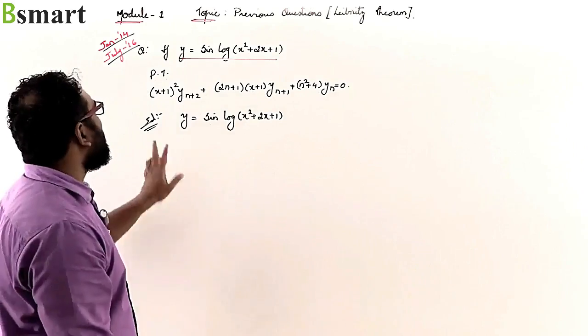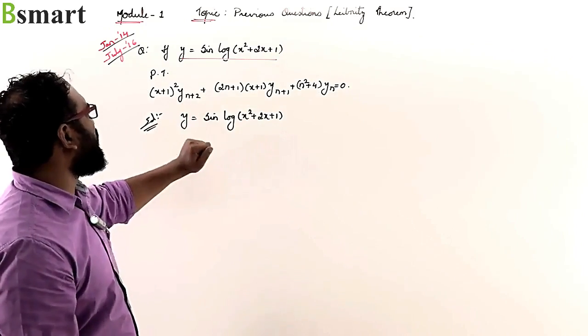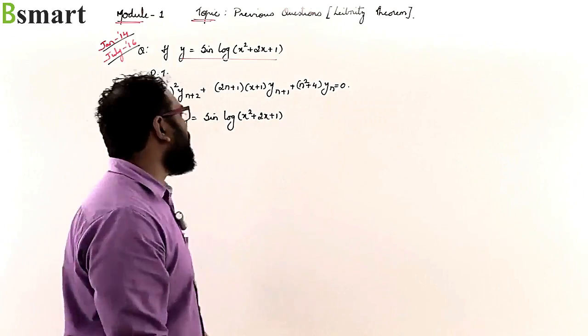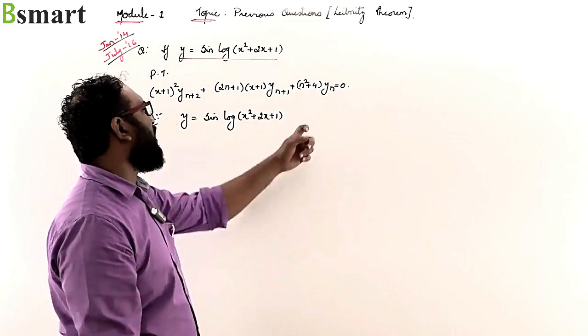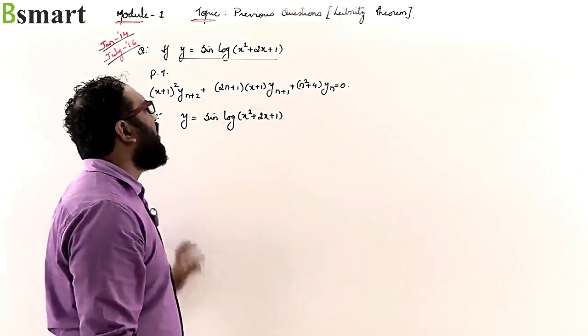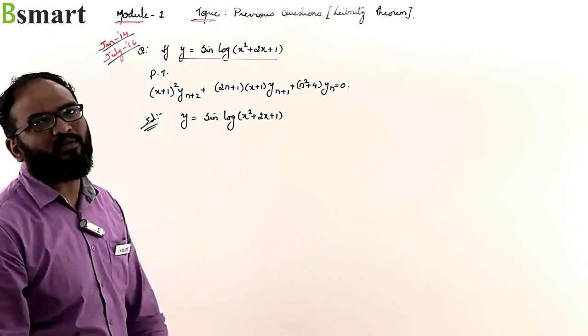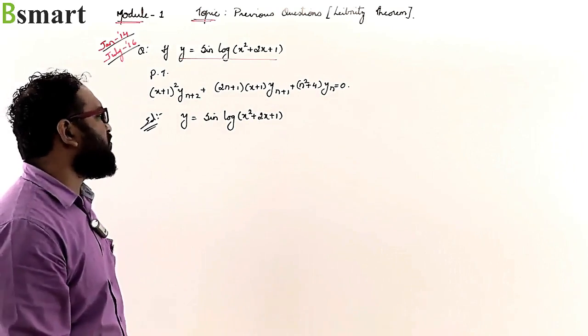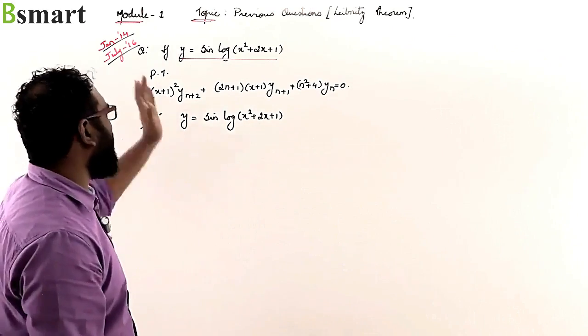Now, in this he is asking the relation between yn plus 2, yn plus 1 and yn. So we'll establish a relation between y, y1 and y2, and then we'll be applying the nth order derivative, and by using our Leibniz theorem we can come to the required value.